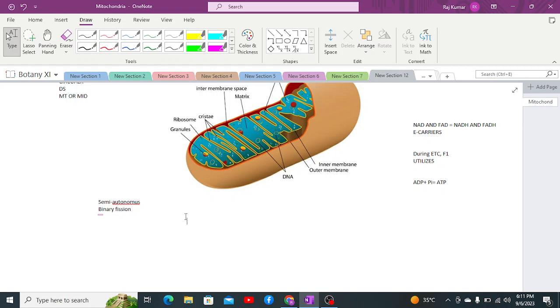Apart from which, when it comes to a few things left behind, it is basically uniparental inheritance. What does this mean? This means it is only inherited from one parent. It is only inherited from the mother side, from the mother cell. The egg cell's mitochondria are not inherited from the father cell. Why? There is a particular reason behind it as well.